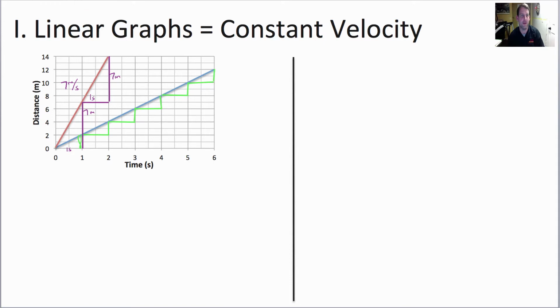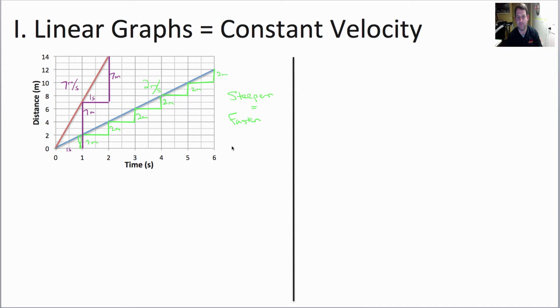So there's a few things that we can tell from this. Each of these are 2 meters. That tells us that, hey, we must be moving at a rate of 2 meters per second, because each one of these is a 1 second interval. So two things we learned from this. One is that steeper is equal to faster. So the steeper the line on this time graph, the faster the object's moving.